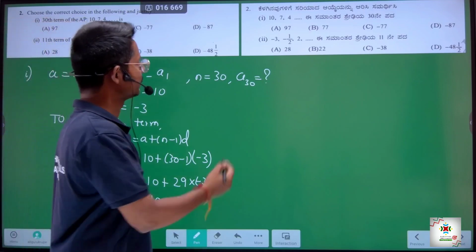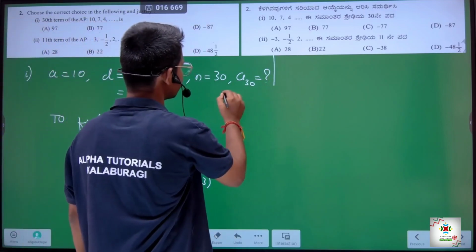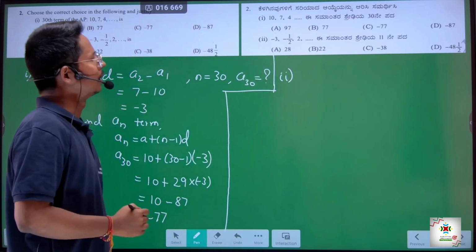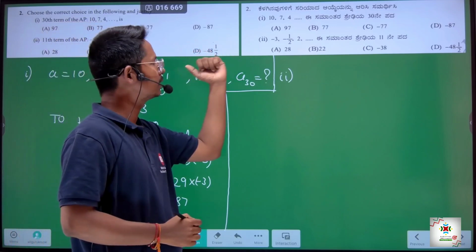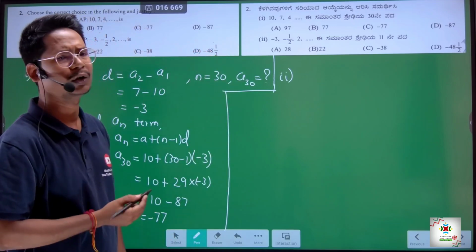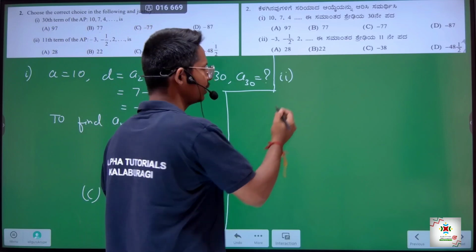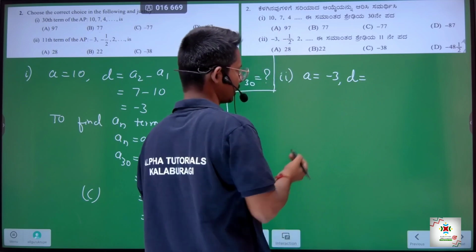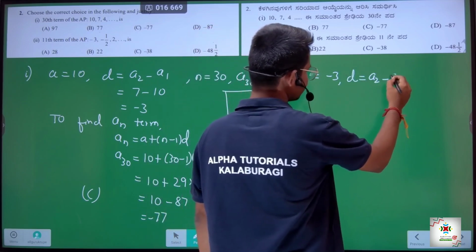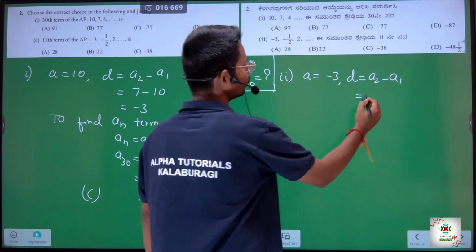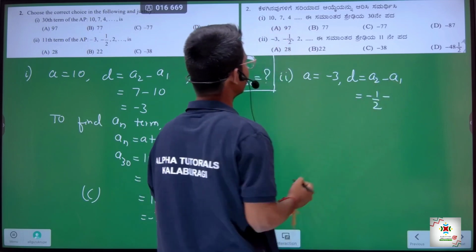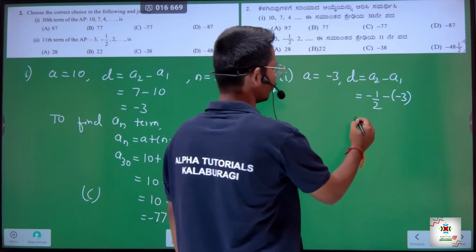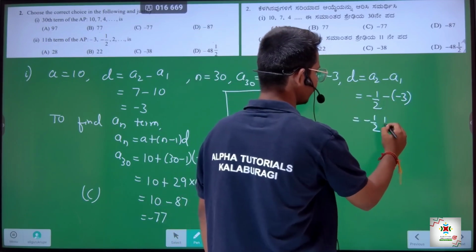Similarly, second bit. Minus 3 is the first term, minus 1 by 2 is the second term, third term 2. The 11th term we have to find. So again you write first term minus 3, and d you need to find. I'll find a2 minus a1. a2 is minus 1 by 2 minus a1, and a1 is minus 3. Correct? Now minus 1 by 2 minus into minus, plus 3.